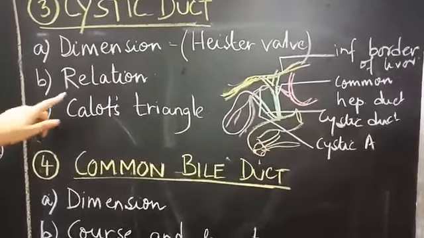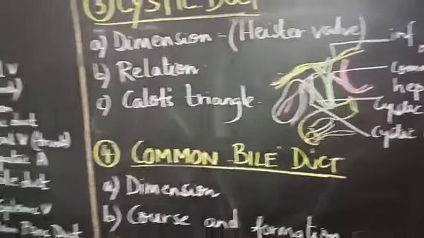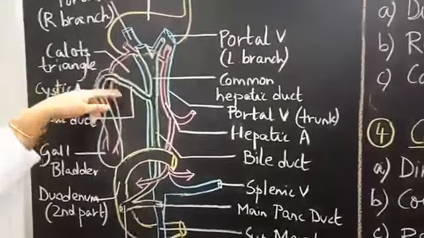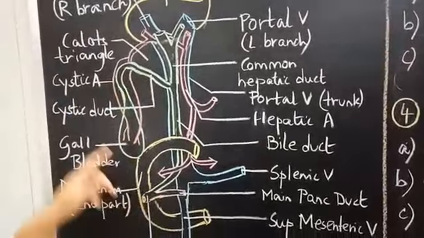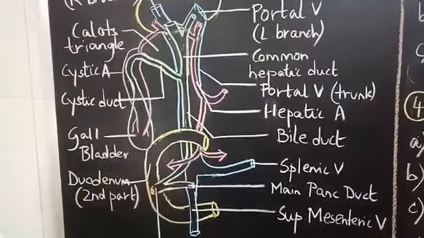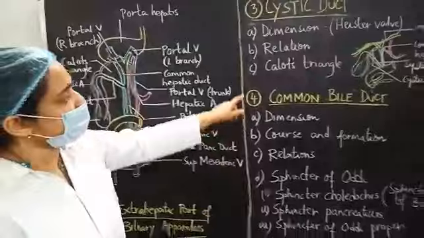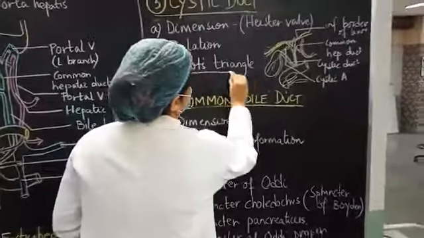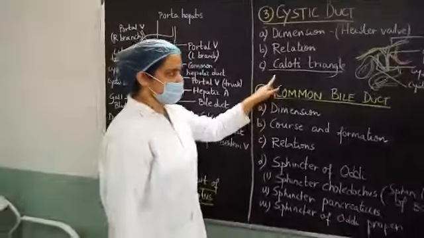Now come to the relation of the cystic duct from before backwards. The relation is the cystic duct, the cystic artery and then the cystic vein. So altogether these three structures, cystic duct, artery and vein, are known as the pedicles of gallbladder. Now the third important point is about Calot's triangle. This can come as a short note also individually, very important.